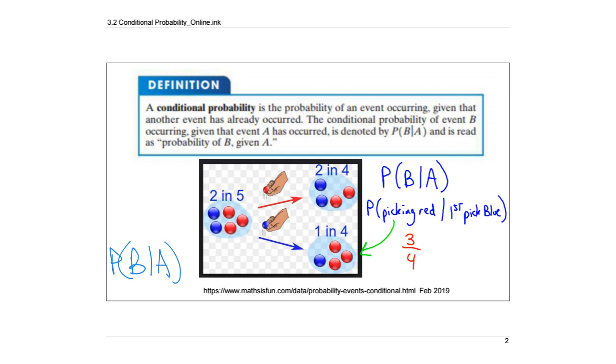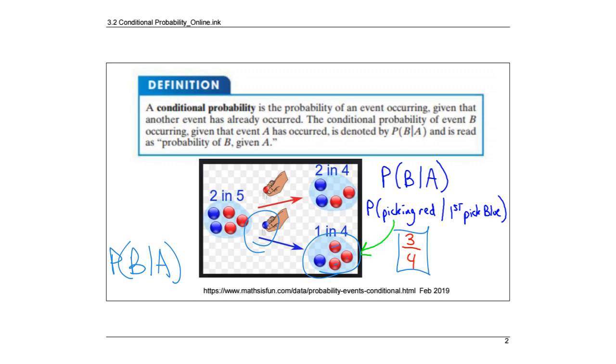So in this case, let's look at this bottom one. We're going to say for this bag here, we want to know the probability of picking a red given that the first pick was a blue. So the first pick was a blue. And now that I've picked that blue and I don't put it back, now I want to know the probability of picking a red. Well, I have 3 red marbles out of 4, and so the probability would be 3 over 4.